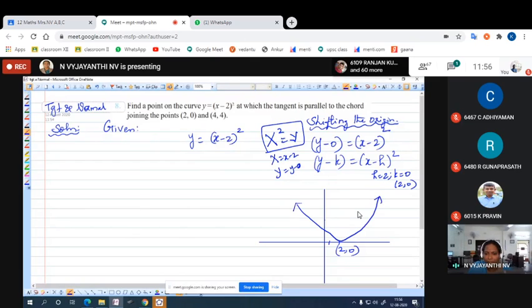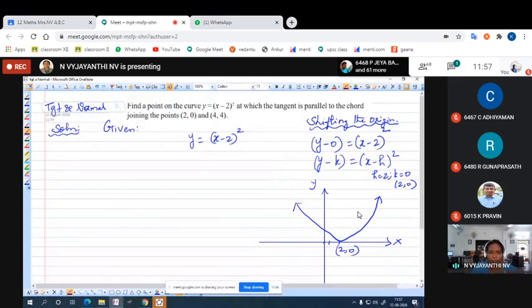Not modulus function, this parabola. Instead of the vertex being the origin, the vertex is now shifted to some other point, which is (2, 0). Without drawing this diagram also we can do it, but I have drawn the curve, that is the parabola, for giving you additional information about the curve. You need not bother if you do not know, but you have to remember how to draw this curve.